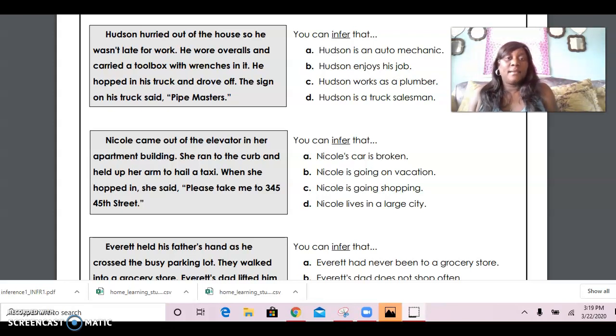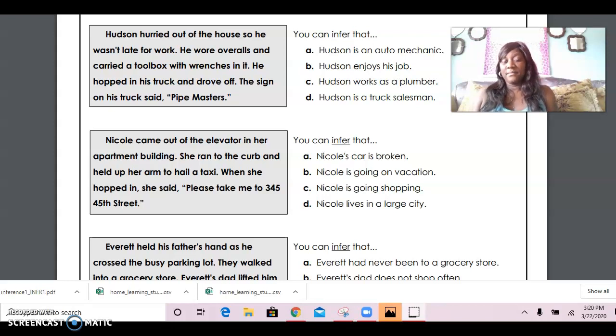You can infer that A, Hudson is an auto mechanic. B, Hudson enjoys his job. C, Hudson works as a plumber. Or D, Hudson is a truck salesman.